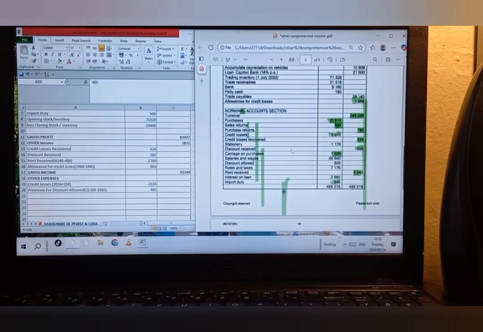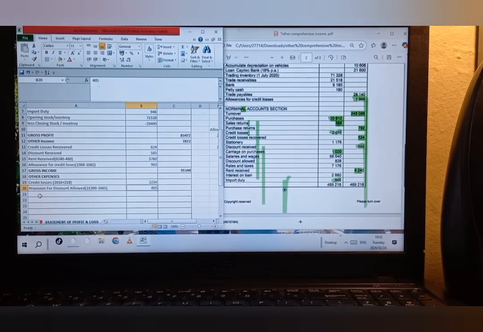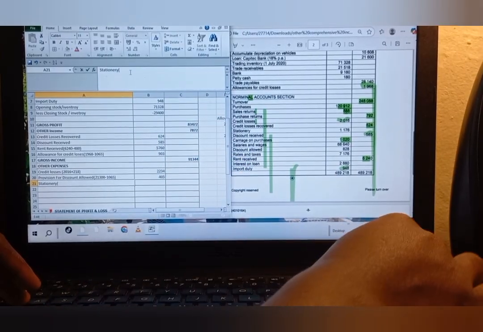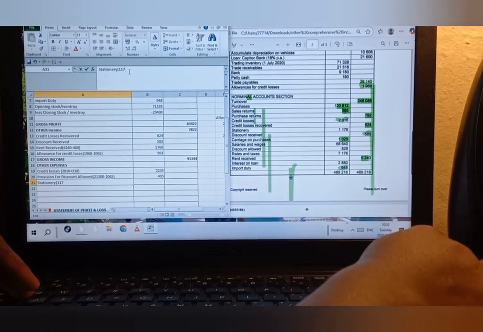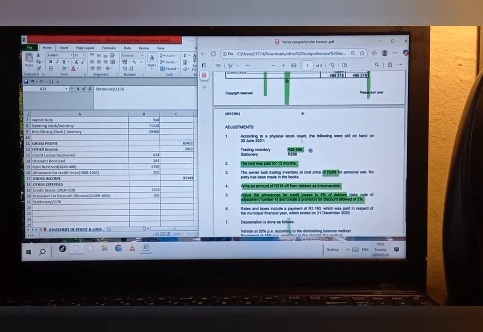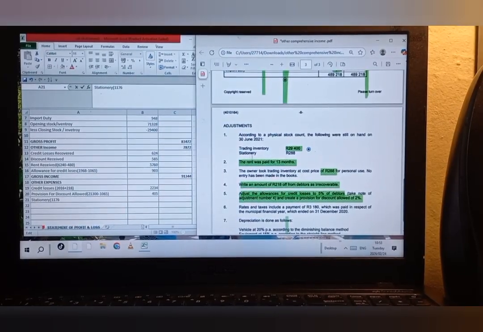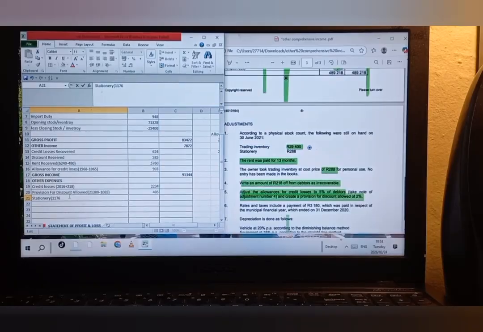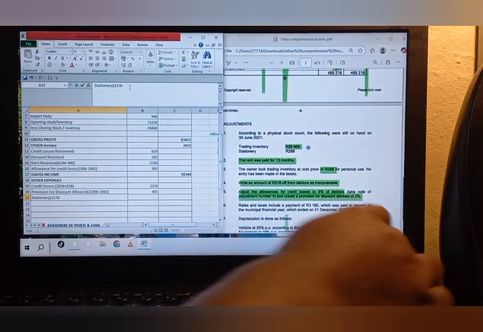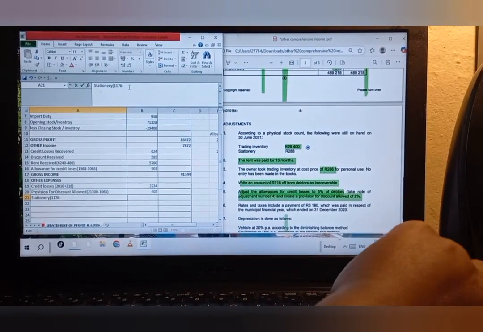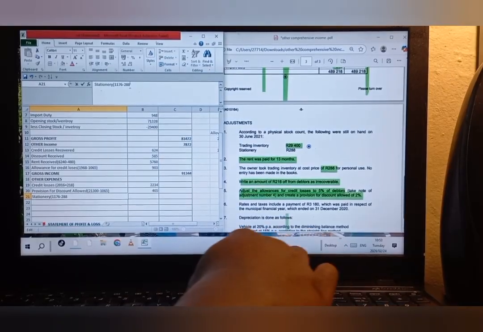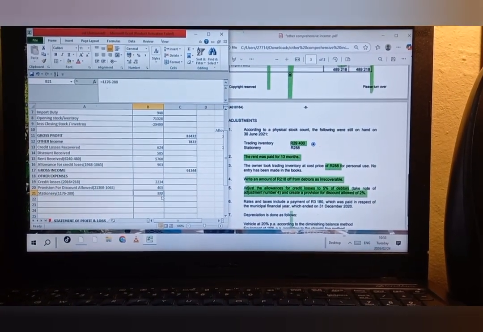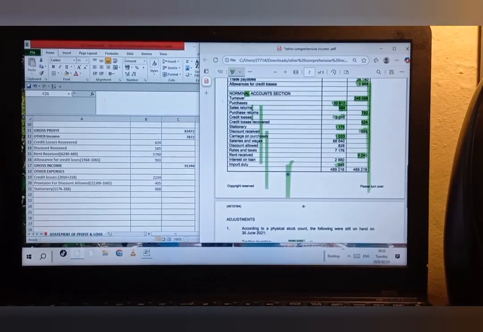The second amount is stationery. We have stationery, guys. Stationery is 1,176. According to the physical stock count, the following were still on hand, meaning stationery 288. So minus 288. You close your bracket, and then it gives us 888. We have salaries and wages.